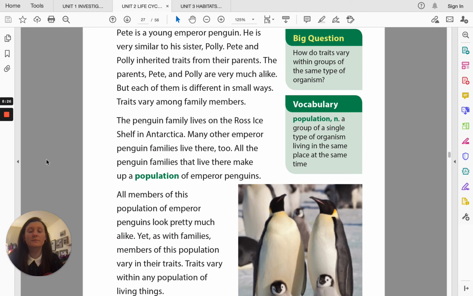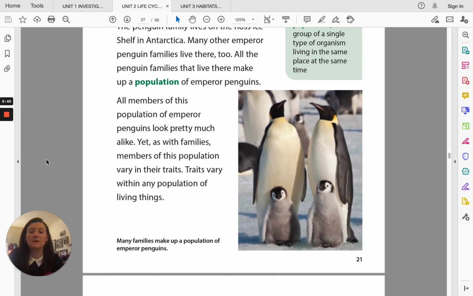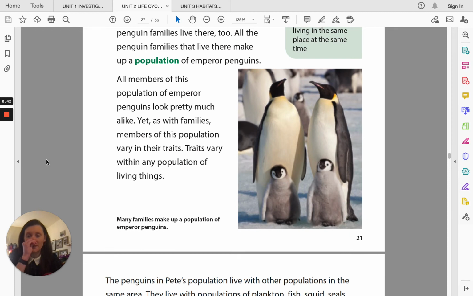The penguin family lives on the Ross ice shelf in Antarctica. Many other emperor penguin families live there too. All the penguin families that live there make up a population of emperor penguins. All members of this population of emperor penguins look pretty much alike. Yet, as with families, members of this population vary in their traits. Traits vary within any population of living things.